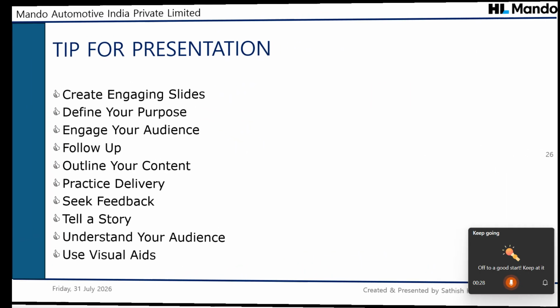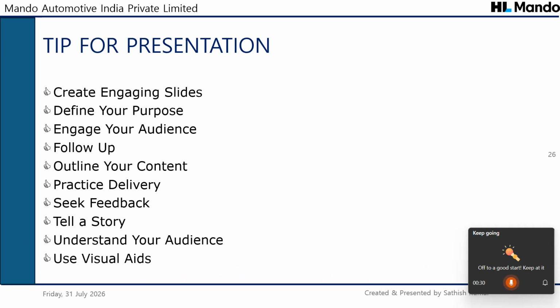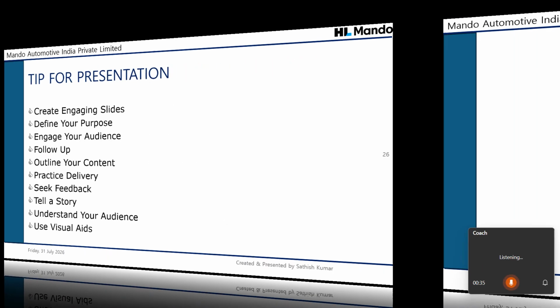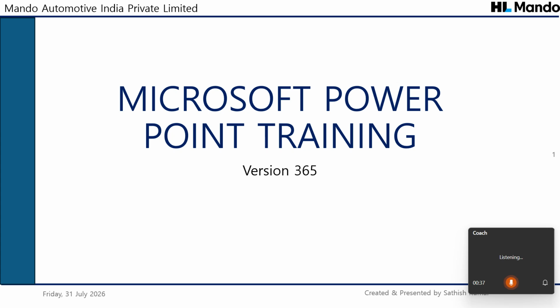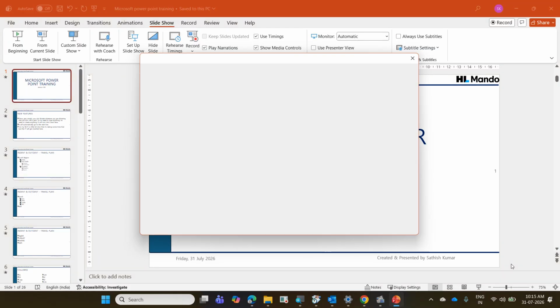Create engaging slides. Define your purpose. Engage your audience. Whether you are just reading it looking at the slide, or whether you are giving it correctly, it will check everything. So everything it is checking. Now it is listening to everything. After listening, after checking, finally, if your checking is over, everything is over, press Escape. It will show you a small report for us.